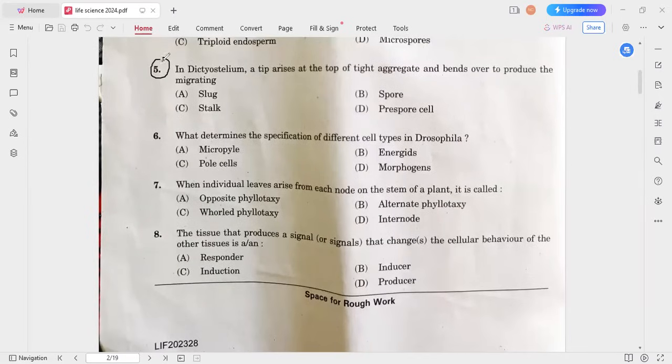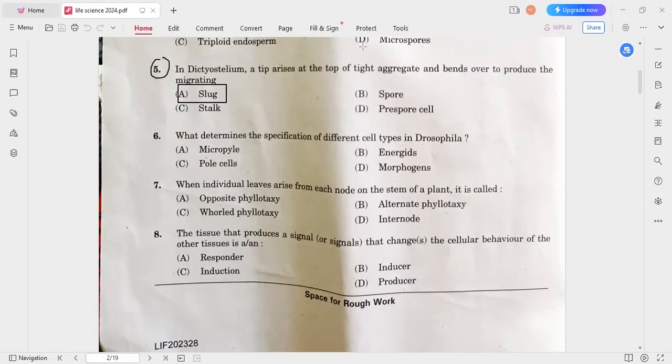Okay. So question number 5. In Dictyostelium, a tip arises at the top of a tight aggregate and bends over to produce the migrating what? So here, the answer for this question is option A, that is slug.